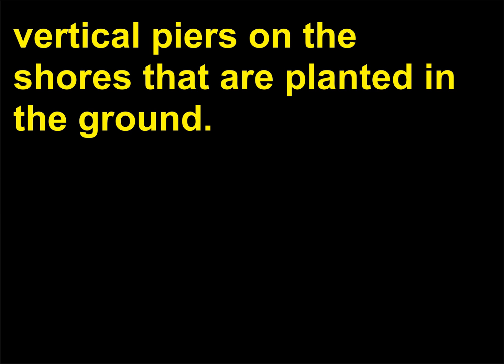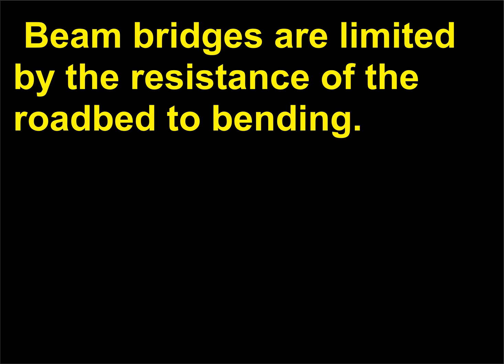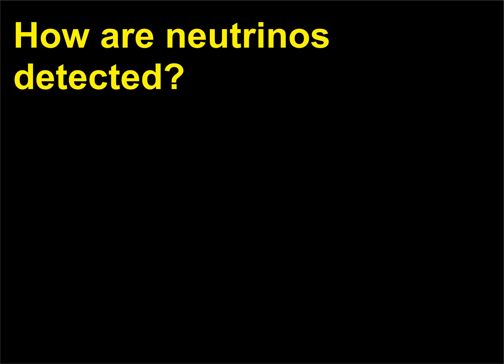Beam bridges consist of a horizontal roadbed supported by vertical piers on the shores that are planted in the ground. Beam bridges are limited by the resistance of the roadbed to bending. How are neutrinos detected?